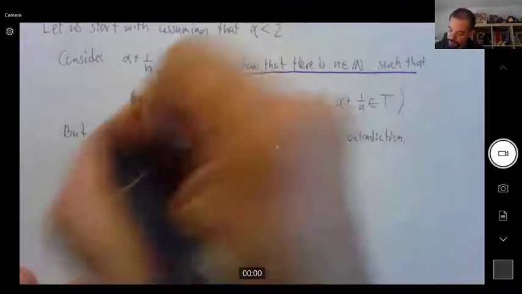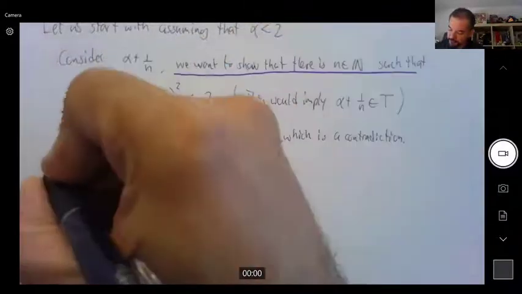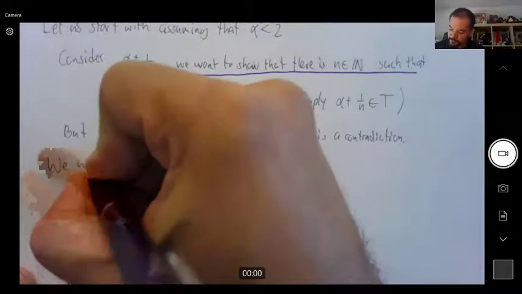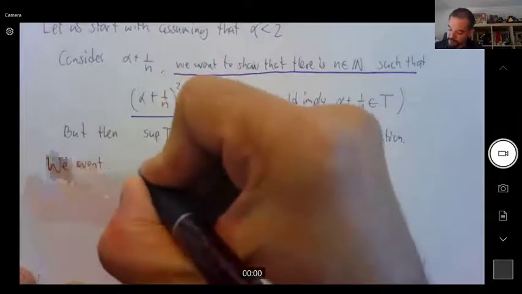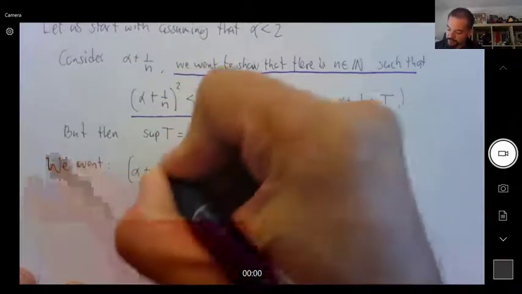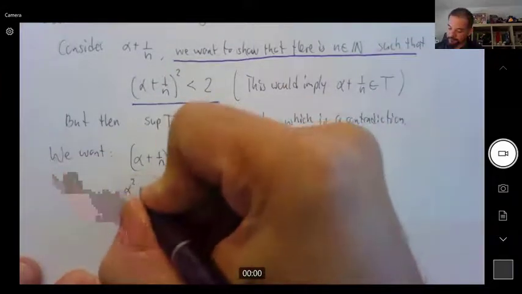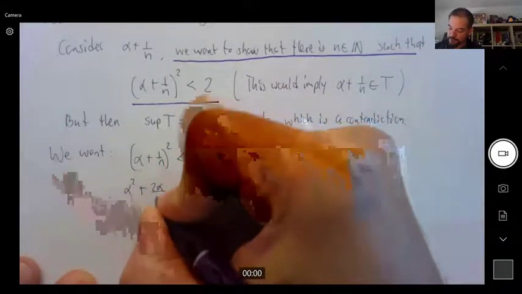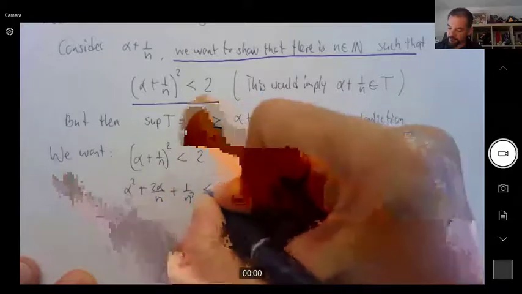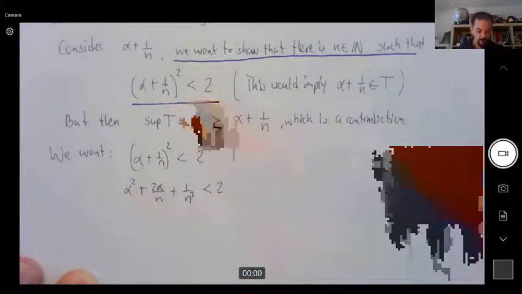Well, you write down what you want. This is what we want. We want alpha plus 1 over n, squared, less than 2. And that's the same as alpha squared plus 2 alpha over n plus 1 over n squared less than 2, if you square both sides.